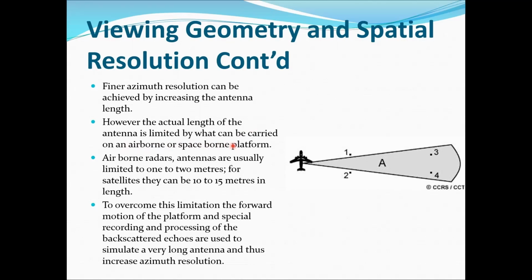But you ask yourself, how long are they really talking about? How long can these antennas be to get the accuracy that we want? Now they are telling you, airborne radar antennas are usually limited to 1 to 2 meters. On the plane, the airborne radars are limited to 1 to 2 meters. For satellites, however, they can be 10 to 15 meters in length.